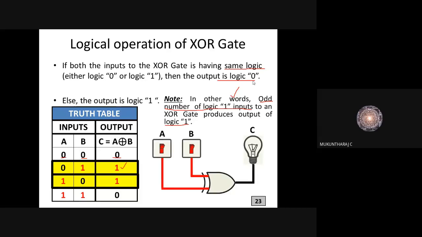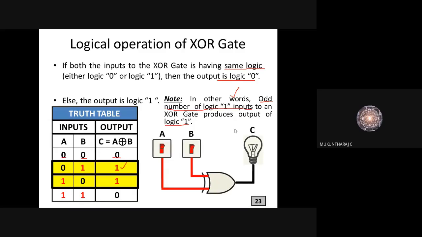Right? So XOR gate produces logic 0 when all the inputs are the same logic. Otherwise, it produces logic 1 on the output. Or alternatively, you can say, if odd number of ones are available in the inputs, XOR gate produces logic 1 as the output.